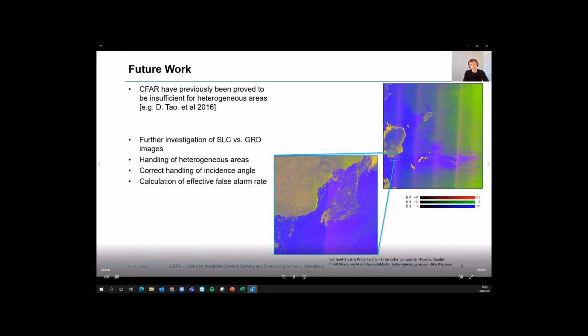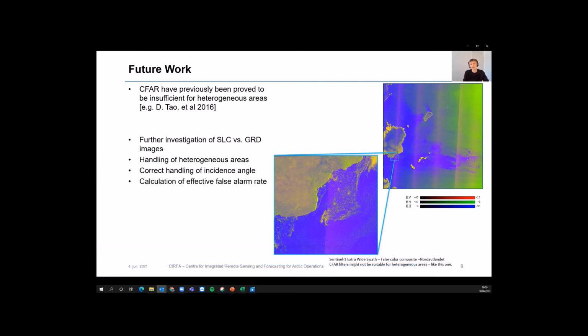Then on to some comments and future work. At the moment, the CFAR approach is the most common way to perform object detection at sea. However, CFAR filters have previously been shown to not operate well in heterogeneous areas like the one showed here in the right image or the one we have just looked at. A high density of icebergs might lead to missed detections or false detections, which could explain the low detection rate we had in the study.